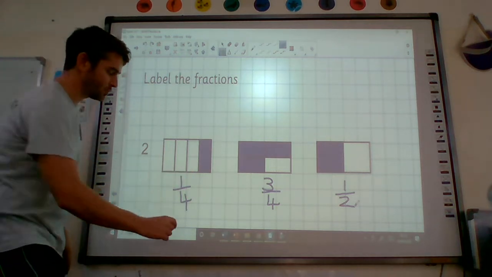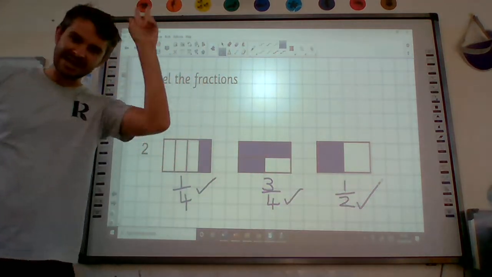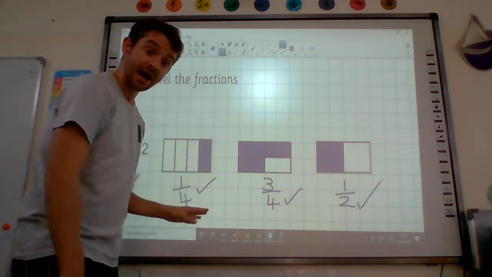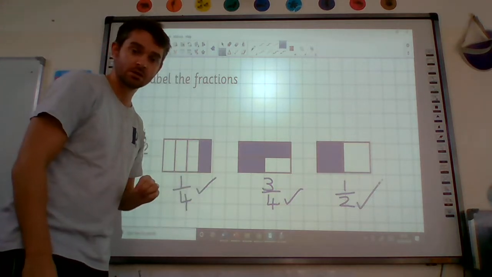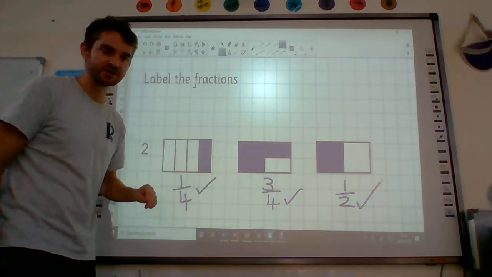Ready for the next one? If you are right, give yourself 3 small ticks. If you made a mistake, that's fine. Fractions are always tough. But have a look, think where you went wrong. Try not to make the same mistake again, because lots of the shapes today will be very similar.